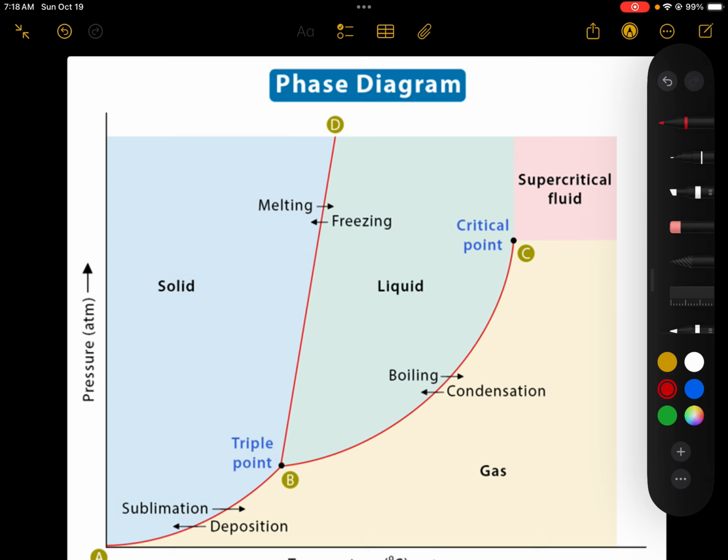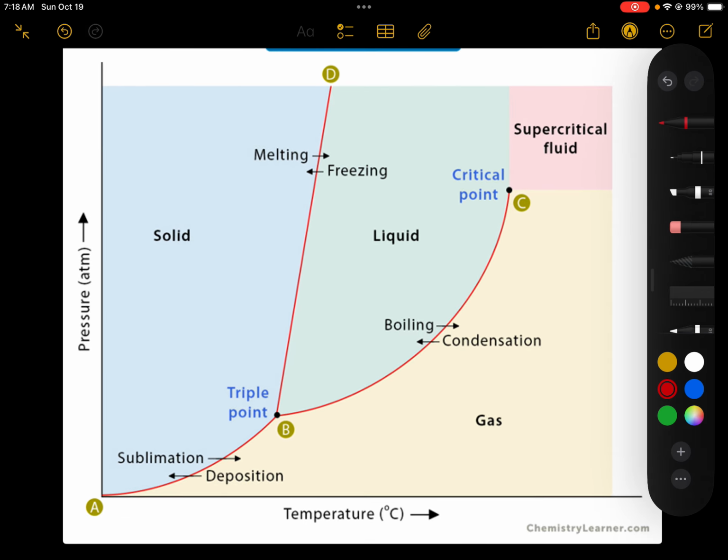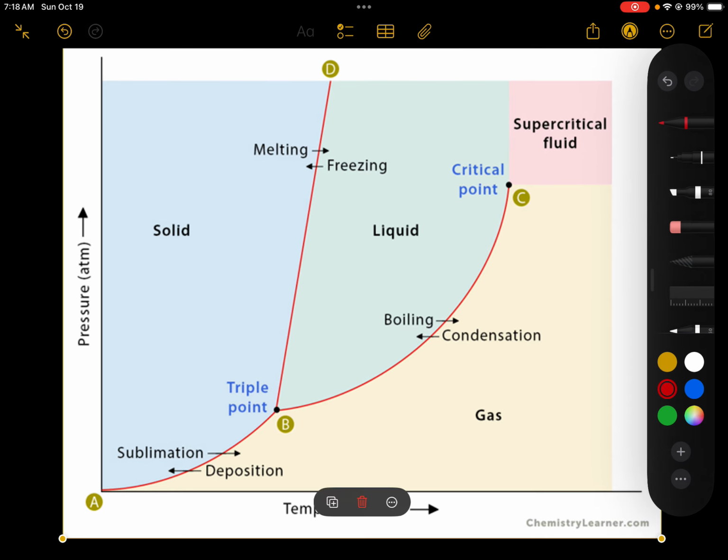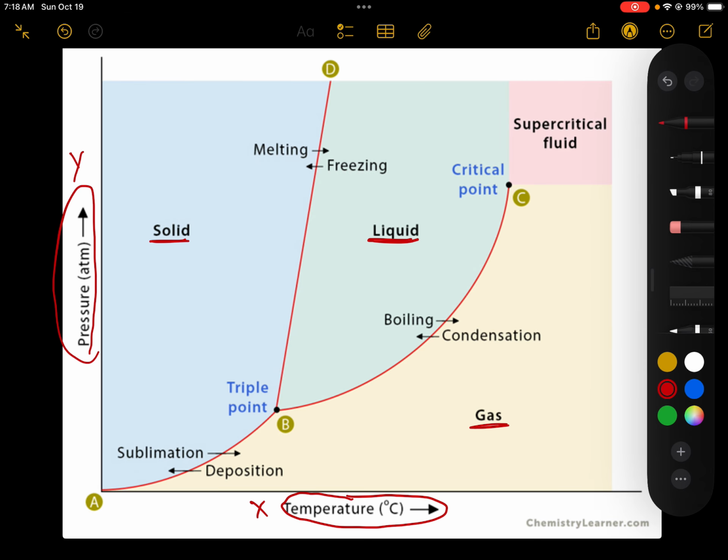All right, so our phase diagram looks like this. It looks a lot different than a heat curve. So our axes are a little different as well. This time, you're going to see temperature down here on the x-axis, and pressure over here on the y-axis. In the middle, you see a lot of different things. The shaded regions: we have a blue one here for solid, a green one here for liquid, and a yellow one over here for gas.